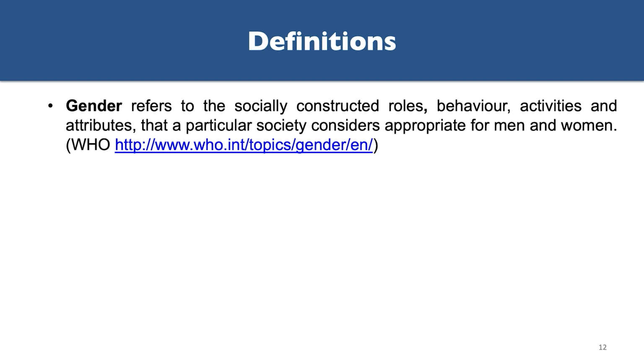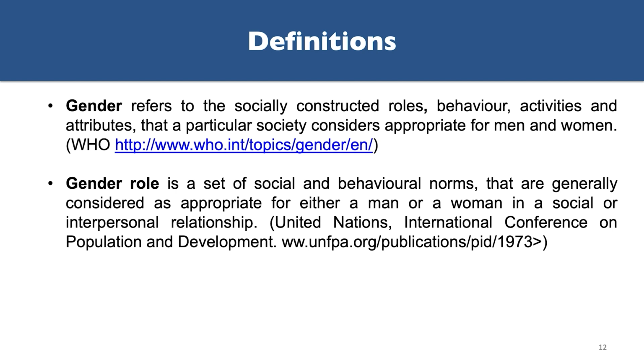So, the definition of gender, as I said before, is the socially constructed roles, behavior, activities, and attributes that a particular society considers appropriate for men and women. So, gender role is a set of social and behavioral norms which are generally considered as appropriate for either a man or a woman. So, there are two sets, one role for the man and the other role for the woman. And within a social or interpersonal relationship, for the relationship also there is a role and norms developed by the society. So, when we talk about gender, there is certain terminology that we should be aware of.